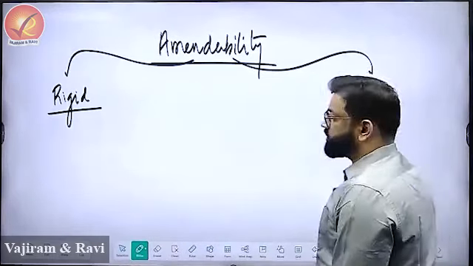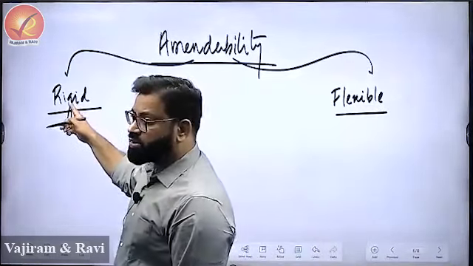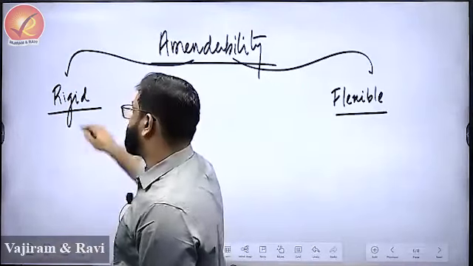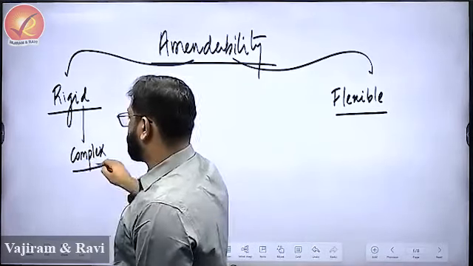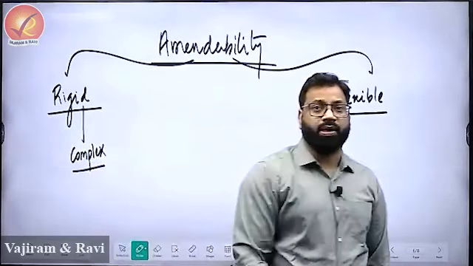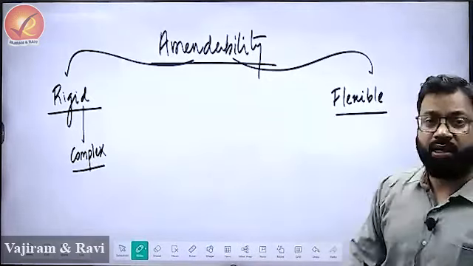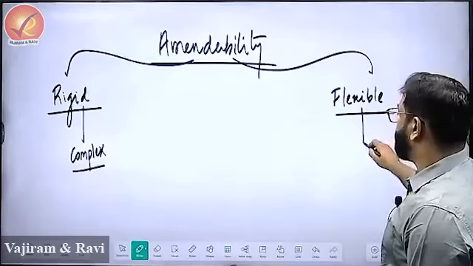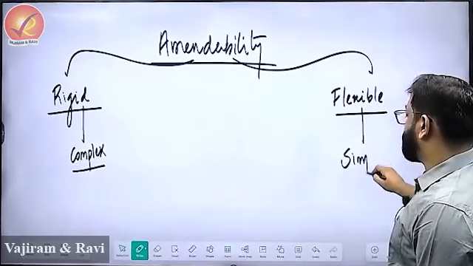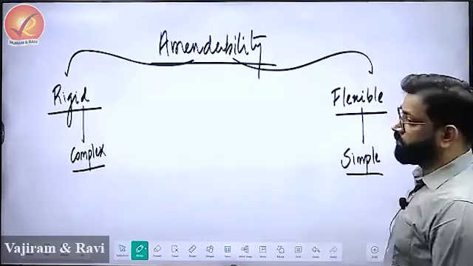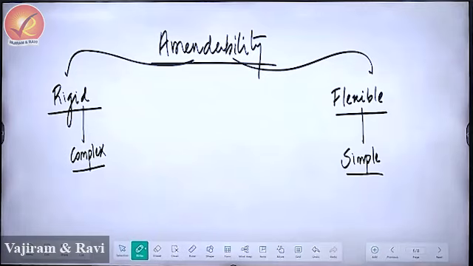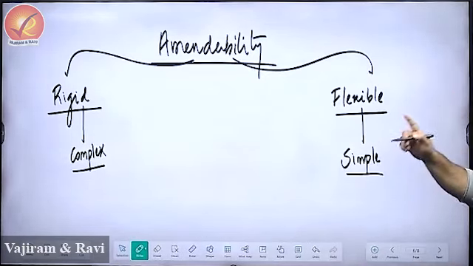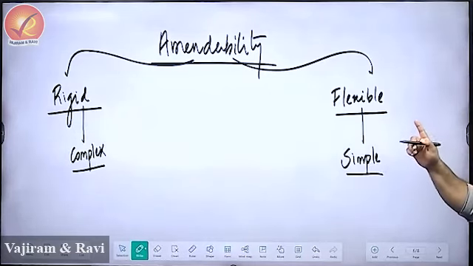Based on amending the constitution, some constitutions are called rigid constitutions and some are called flexible constitutions. As the name suggests, in a rigid constitution the process of amending the constitution is complex, whereas in a flexible constitution the process of amending the constitution is simple. Getting it? This is the classification between rigid and flexible constitution.